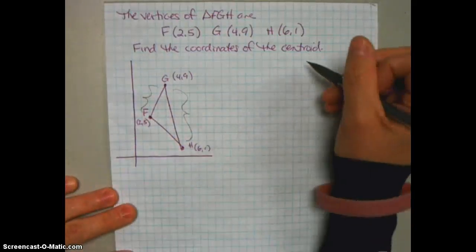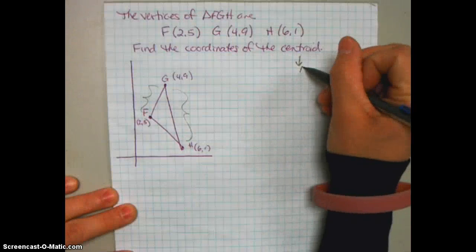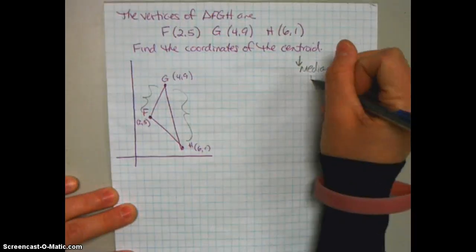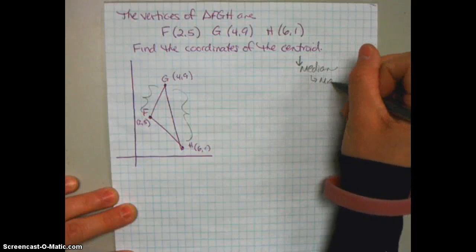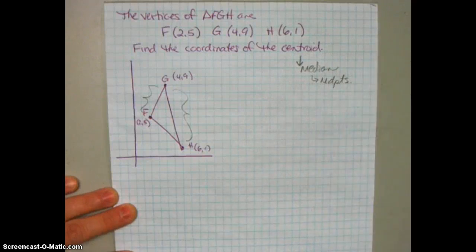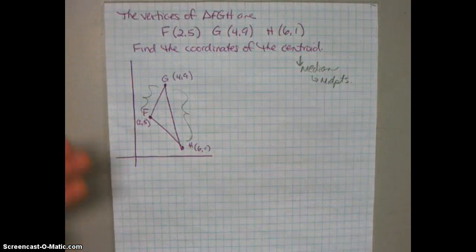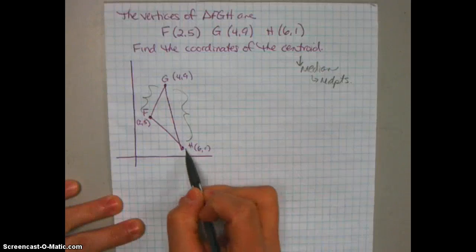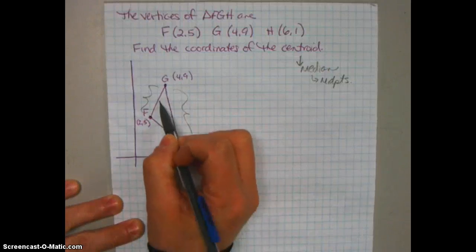Okay, so remember centroid. Centroid is when we talk about the intersection of those medians, the concurrency of the medians. And when we think medians, we think midpoints. So we're going to be looking at the midpoints of sides of the triangle and then creating segments from the vertex to that midpoint of that side of the triangle. So let's start with our median from H up to FG.